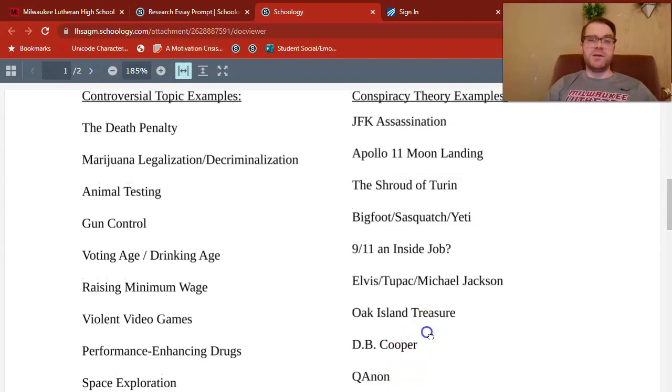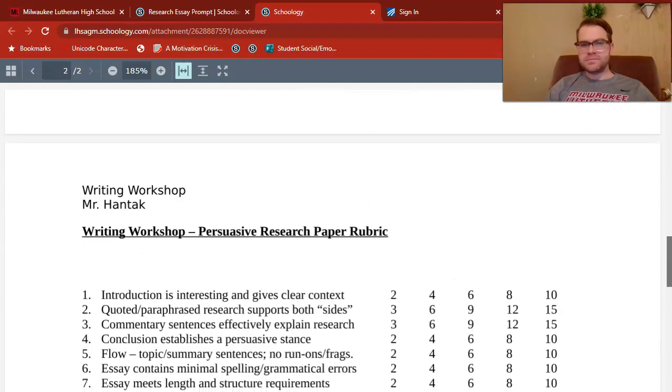Once again, conspiracy theories can be really hard to research, so I would only choose a conspiracy theory for this essay if you really want to challenge yourself with this one. Otherwise, stick with a controversial topic. You can use this weekend to research. Find a topic that you really want to write about within your essay.